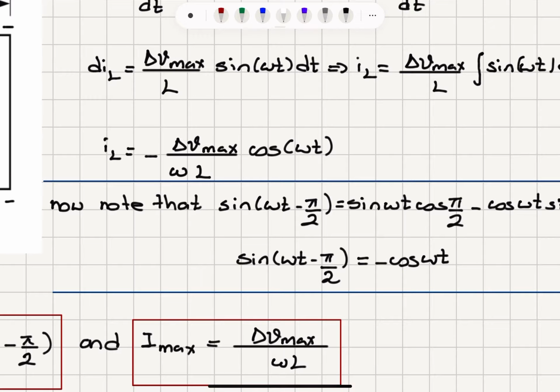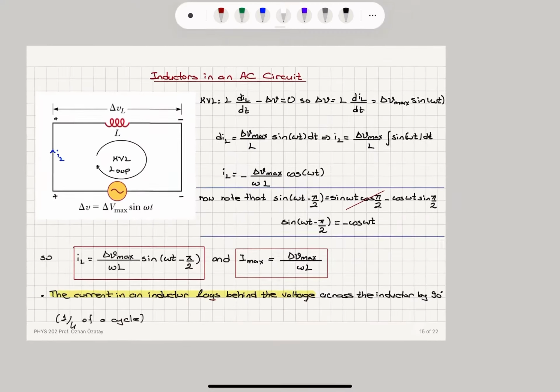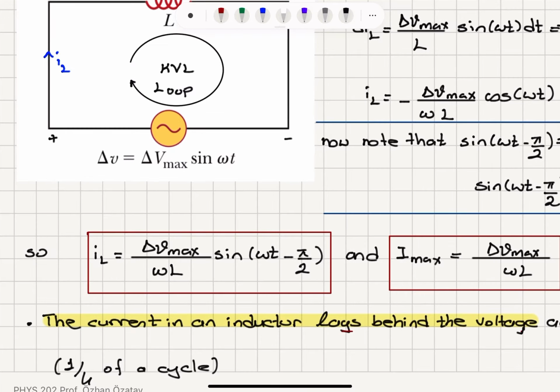Looking at sine of omega t minus pi over 2, this is sine omega t cosine pi over 2 minus cosine omega t sine pi over 2. The first part is 0, and sine pi over 2 is 1, so this is minus cosine omega t. Therefore, this minus cosine omega t can be replaced with sine of omega t minus pi over 2. So we can write the current flowing through the inductor as delta V max over omega L sine of omega t minus pi over 2.